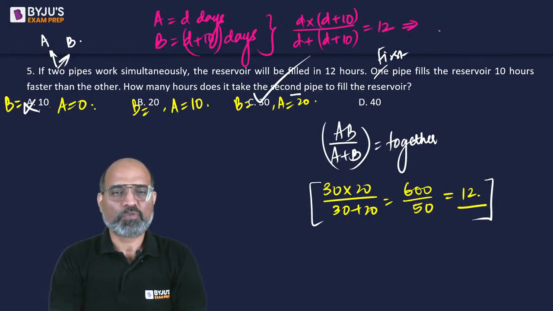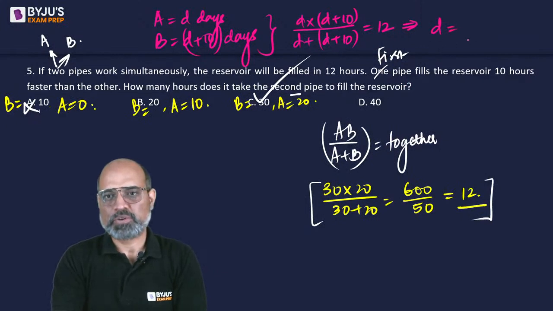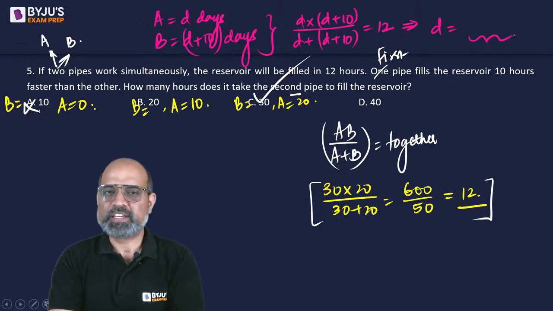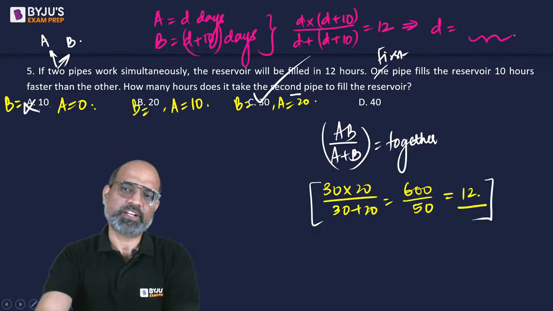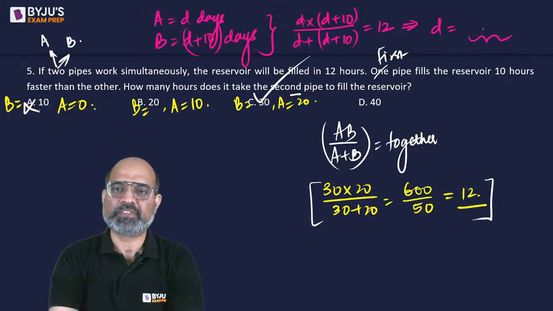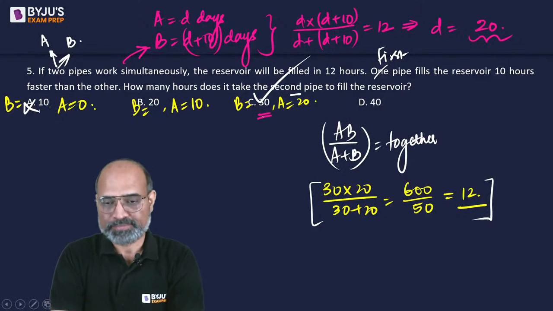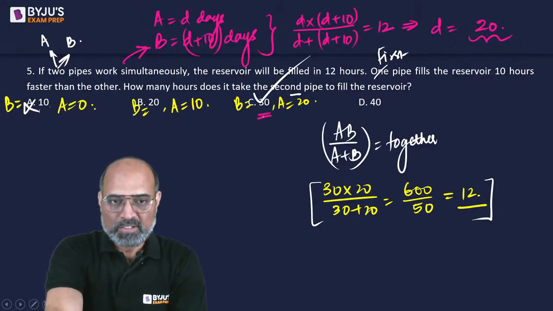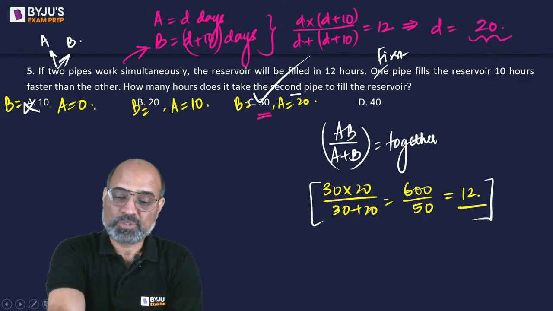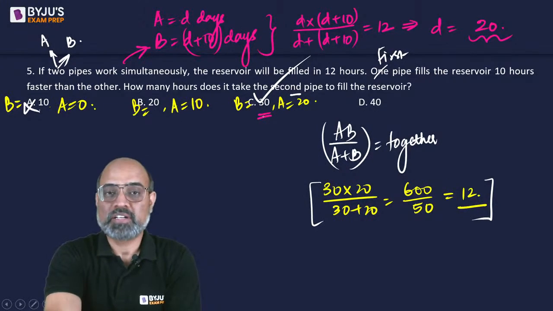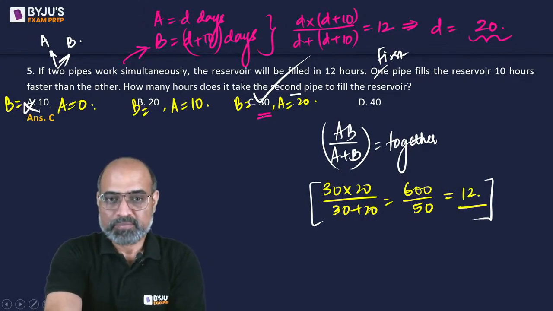I did not want to use this because I had a gut feeling that a quadratic would come. That's why I did not do this. But if you solve this, you will get the value of D as 20. If D is going to be 20, the other pipe is going to take 20 plus 10, which is 30. So anyway, it will result in option C only. Okay, so the language was tricky. So take a little pause and always take your time. So the answer is C.